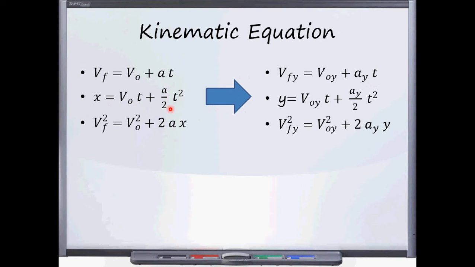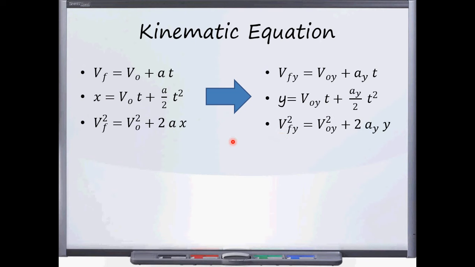Instead of V0, V0y; the t remains the same. Instead of acceleration, acceleration on y, and so on. So as you can see, we have the same three kinematic equations that I think you already know. The only different thing is that we are going to be using a specific acceleration.